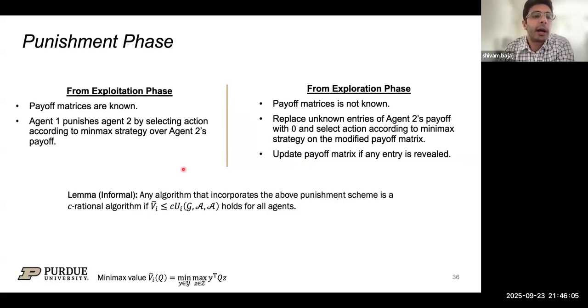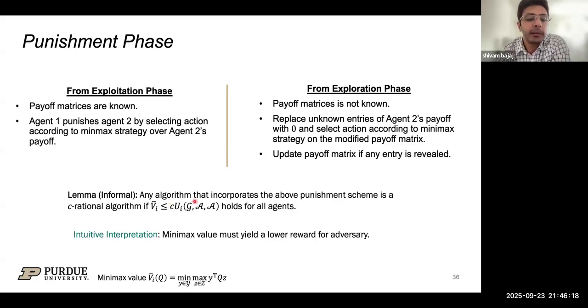And with this idea, what we are able to establish is that any algorithm that incorporates this punishment phase is actually a C-rational algorithm as long as this condition holds. And intuitively, what this condition means is that the minimax value that is obtained by the adversary must be sufficiently low, right? Another intuitive explanation here is that the punishment should be effective for the adversary. Now, this is good because I am saying that if I incorporate this punishment phase, any algorithm is a C-rational algorithm. But to enter this phase, we must be able to detect a deviation, and that's what I will be talking about next.